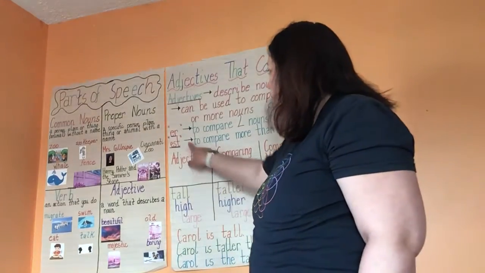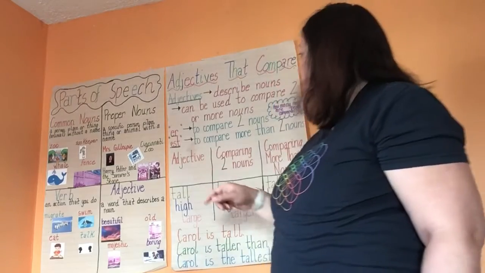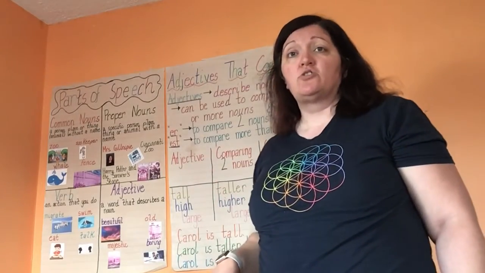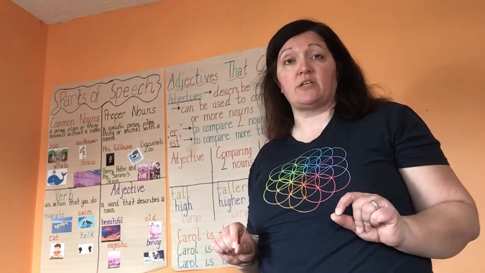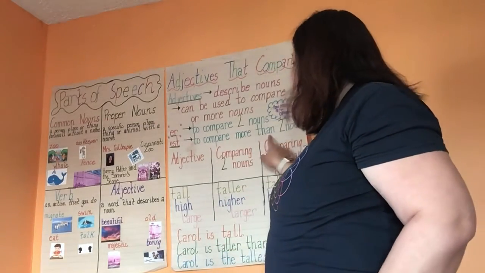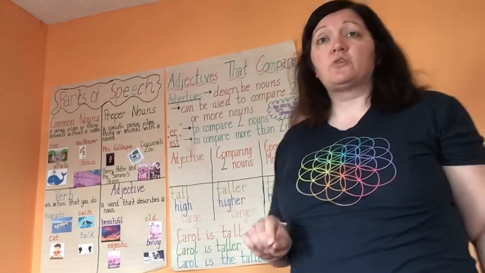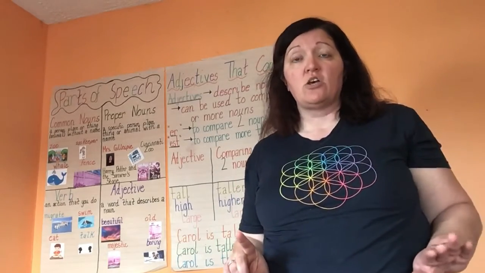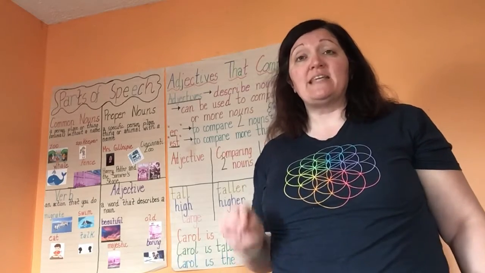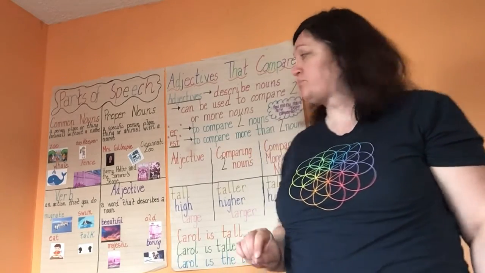ER we use to compare two nouns. So if there's only two things that we're comparing, we would just use ER at the end of the adjective. If we're comparing something that is more than two nouns, usually we do this if we're comparing one thing to everything else, then we would use EST at the end of the adjective.